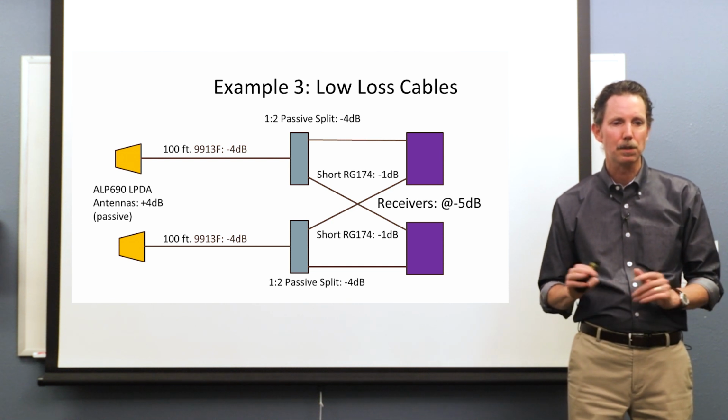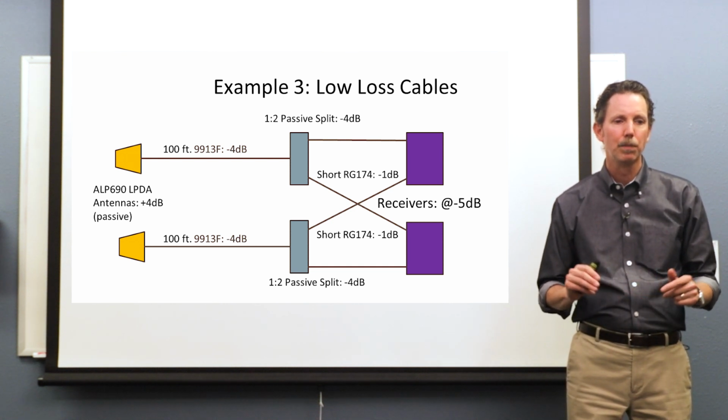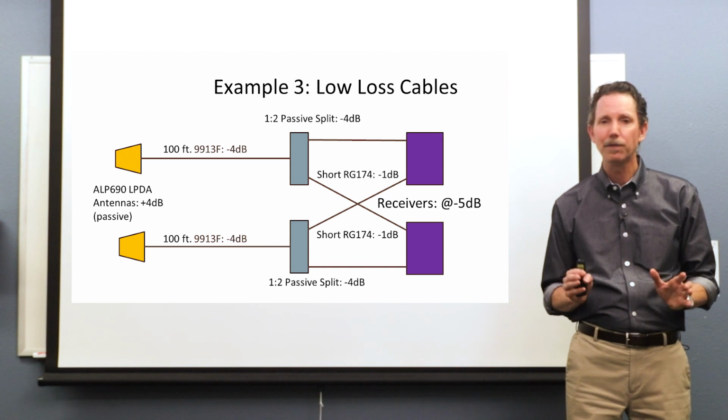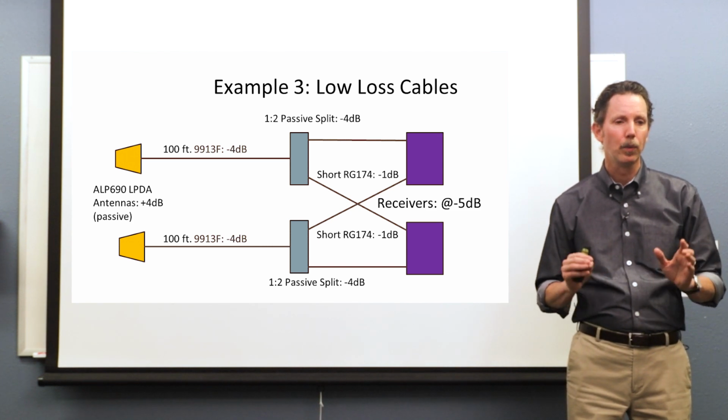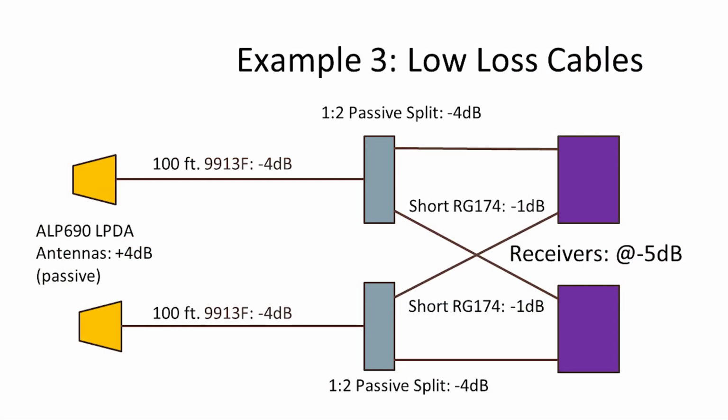Here, same antennas, same splitters, same receivers, but we're going to replace the RG58 cable material with the 9913 F7. Okay, this is again much more expensive cable, but probably not as expensive as starting to use RF amplifiers in our chain. And again, as much as you can keep the system passive, you'll definitely have the best performance.